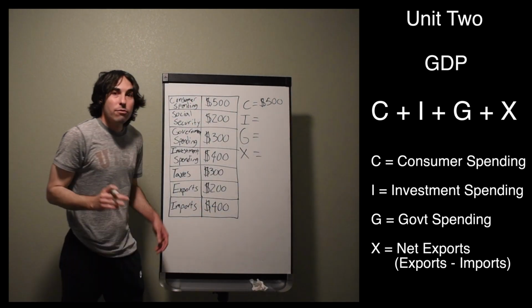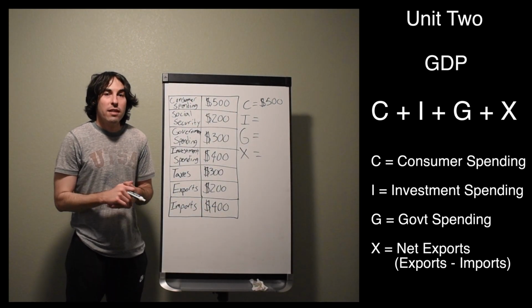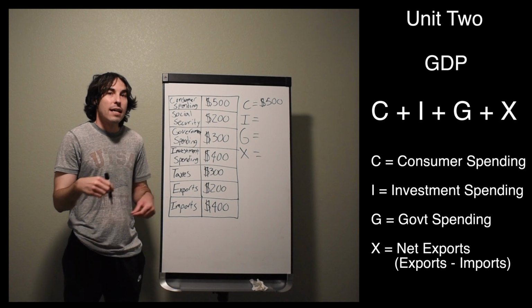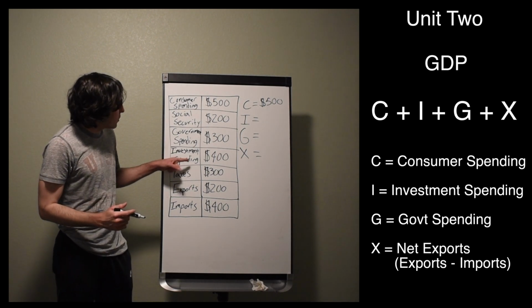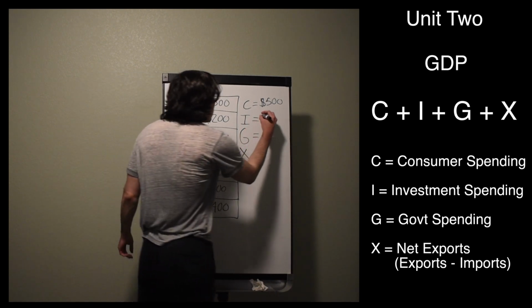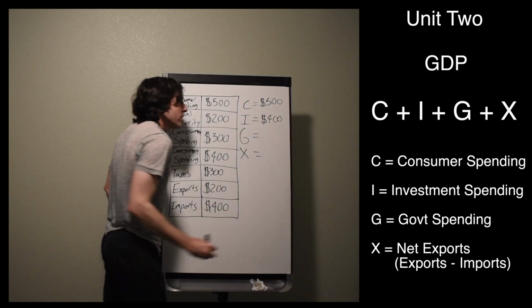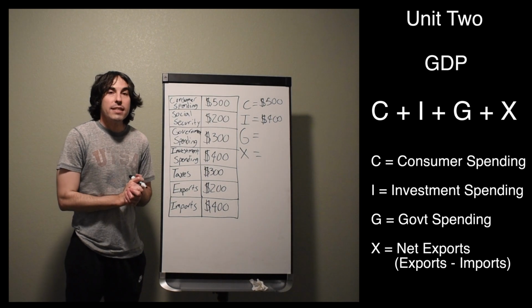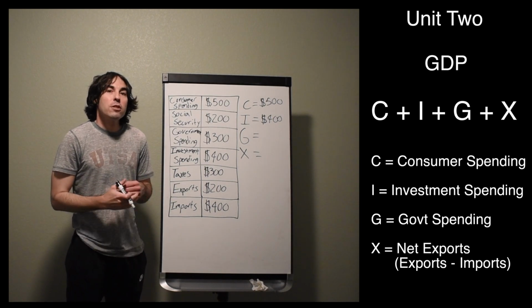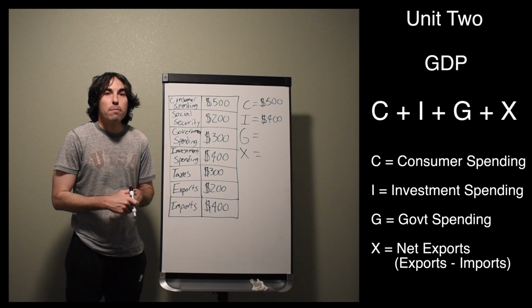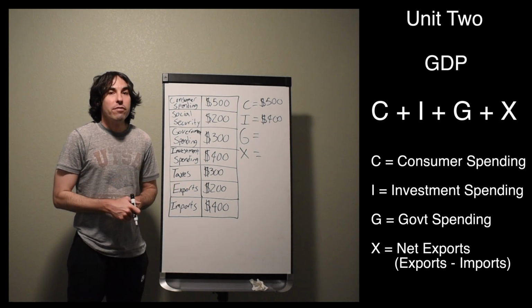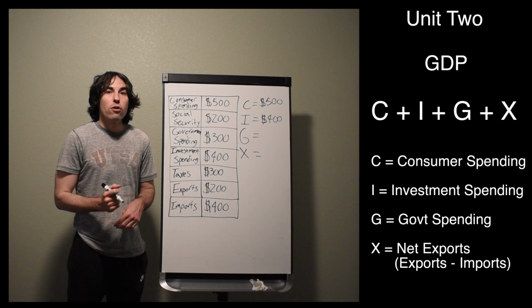Next, we need I, which is going to be gross private investment spending, or the money that businesses are spending on capital goods and other machines and things like that. For this country, their investment spending is $400. And then we need G. G stands for government spending. Remember, for it to count as part of government spending, the government has to actually be receiving a good or service. So maybe buying a boat for the Navy or paying someone to build a school or a highway.